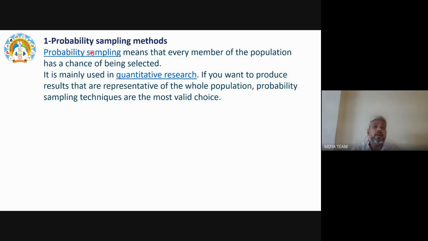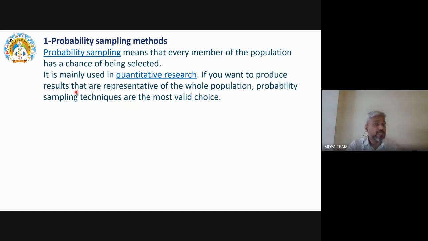Now we'll understand probability sampling methods. See, in sample selection, there are two types. One is the probability sampling method, and second is the non-probability sampling method. So we are understanding the probability sampling method. Probability sampling means that every member of the population has a chance of being selected. It is mainly used in quantitative research. If you want to produce results that are representative of the whole population, probability sampling techniques are the most valid choice, right?